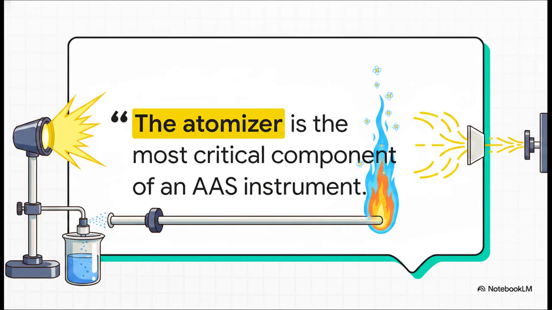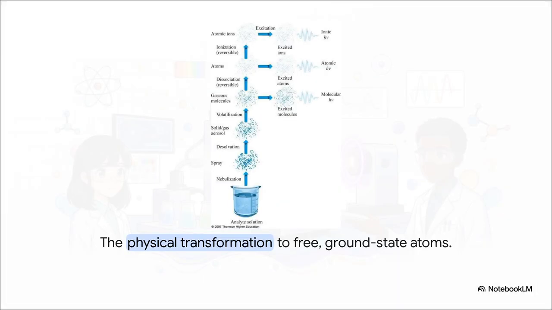And Dr. Kem made a point to emphasize this. The atomizer is literally the most critical component of the entire AAS instrument. Its one and only job is to efficiently convert your sample into free ground-state atoms. If it doesn't do that properly, those atoms won't absorb the light from our lamp, and your sensitivity just completely tanks.